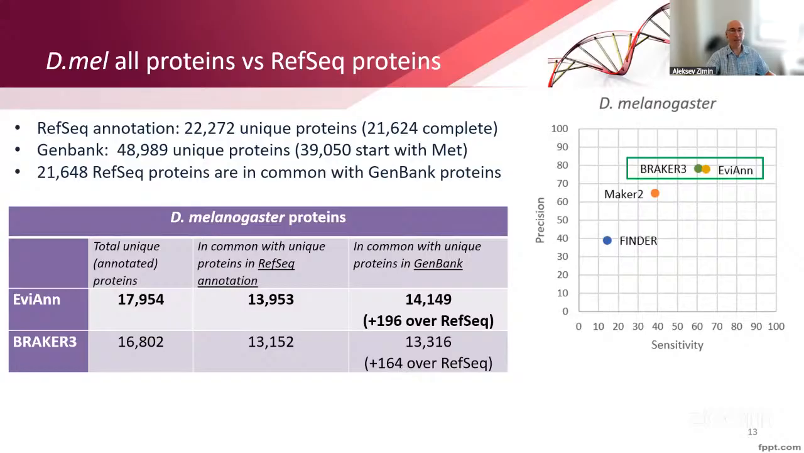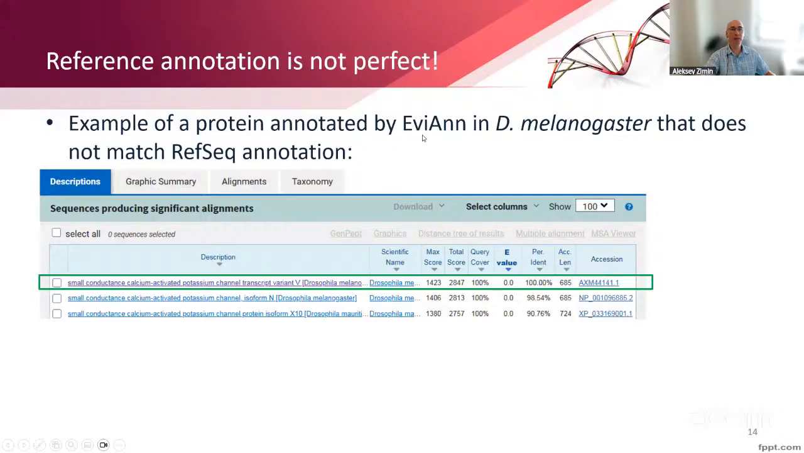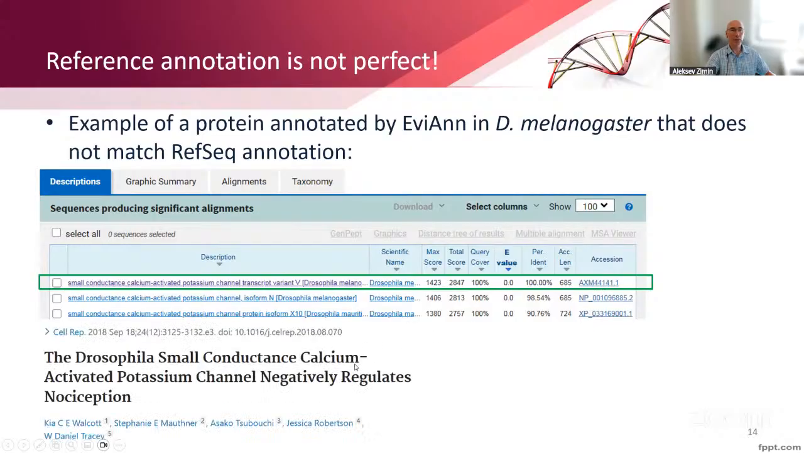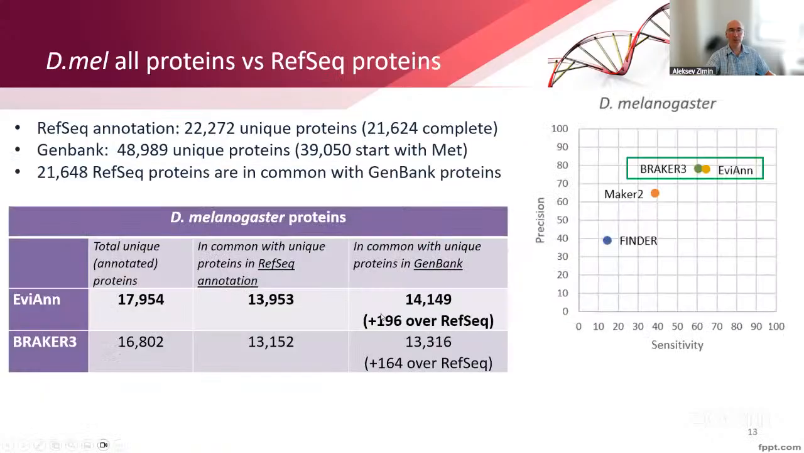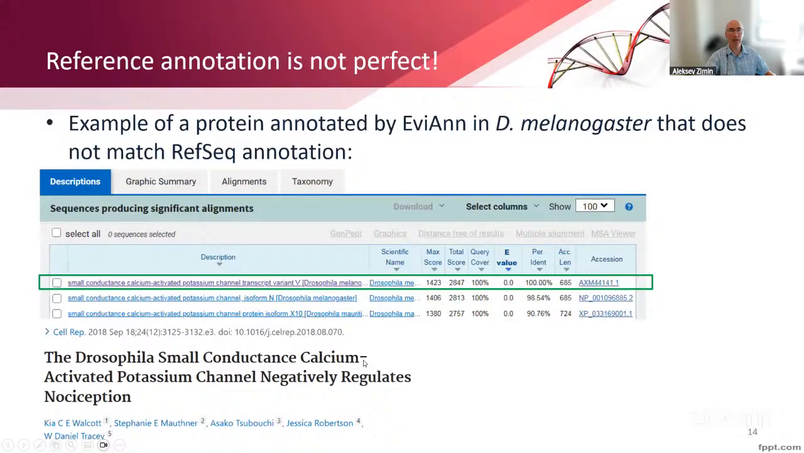And I manually examined some of these proteins, and I did find proteins which are published. For example, this particular protein has a 100% match to a GenBank accession, and it's a well-studied protein and there is a publication about it, and it's absent from RefSeq, and it's present in GenBank, and EviAnn gets it correctly. This particular one, Breaker3 doesn't get, so that's why I paid attention to this one. A lot of these proteins, of course, overlap. Both programs get these proteins, but this particular one, since Breaker3 didn't get it, I wanted to see: is it really spurious or was it really valid?